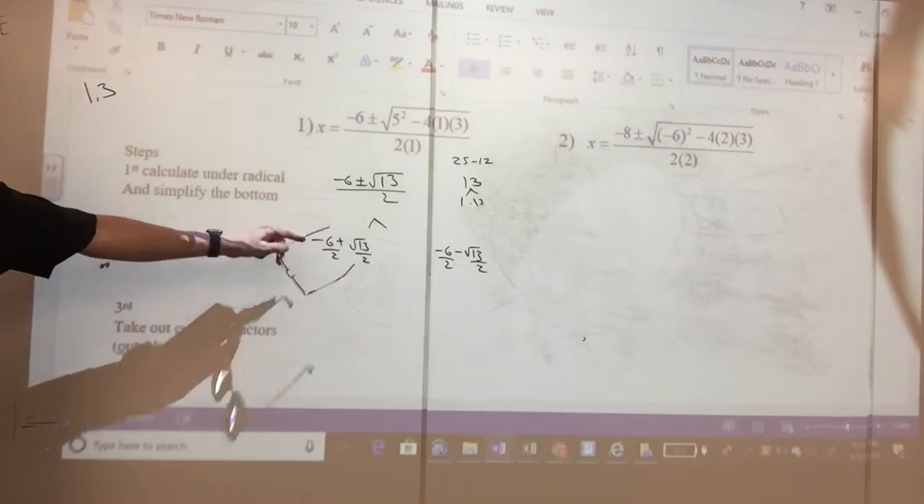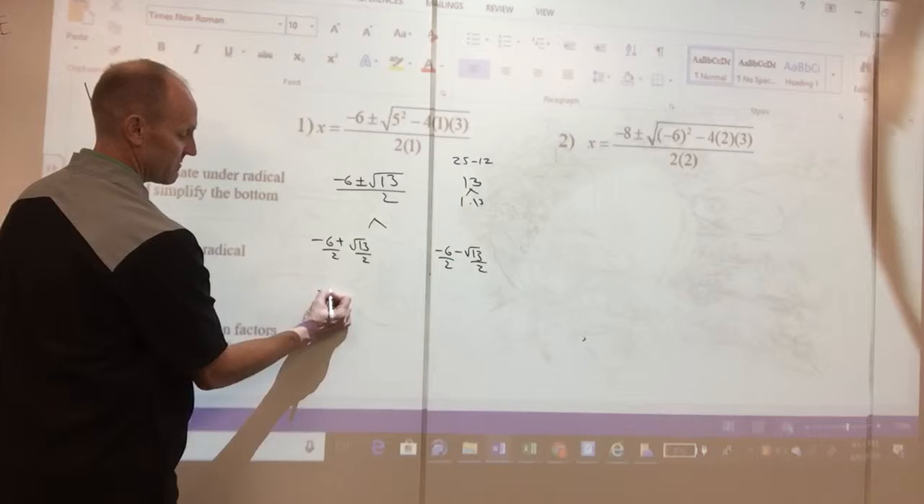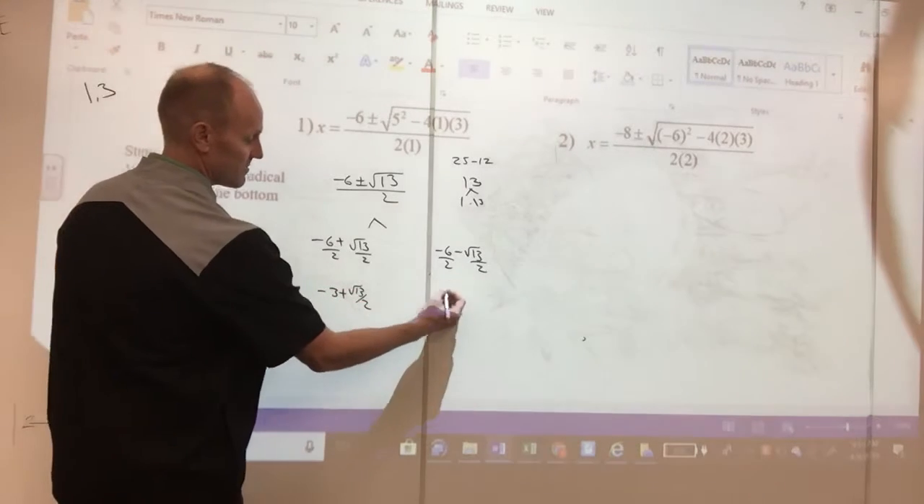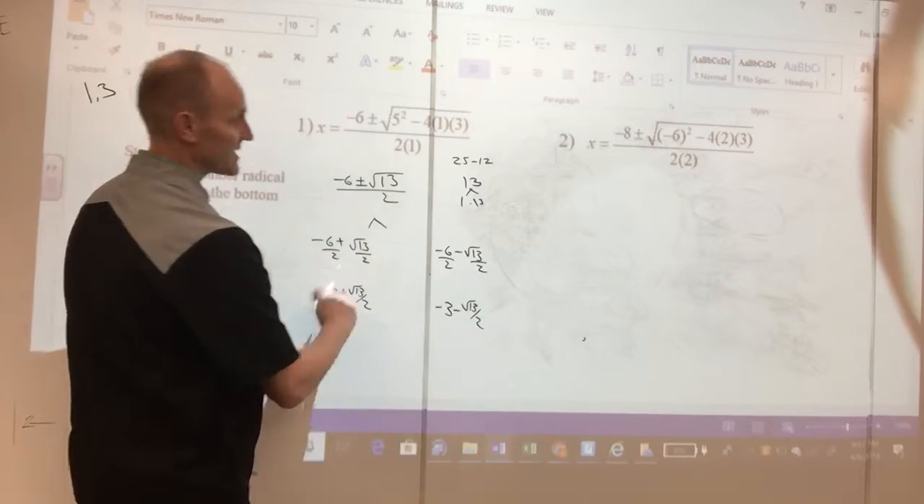I'll look and see, is there anything I can simplify? I can simplify this, so this will end up being -3 plus square root 13 over 2, and the same thing over here. And that's simplified form.